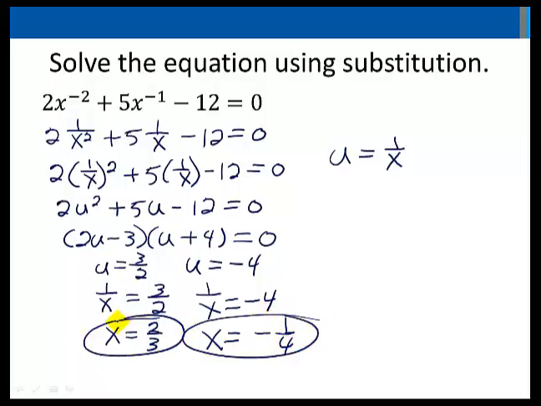One thing to keep in mind is the quadratic formula. There may be occasions using substitution where you will not be able to factor, and you will need to use the quadratic formula.